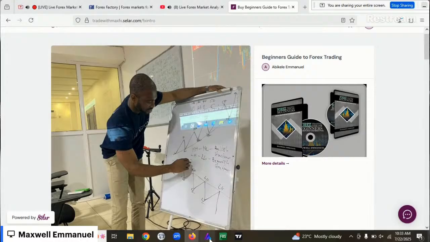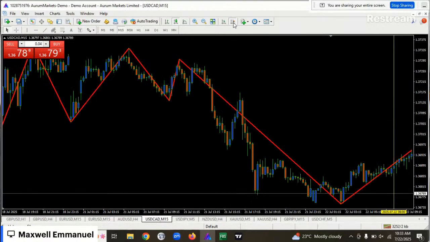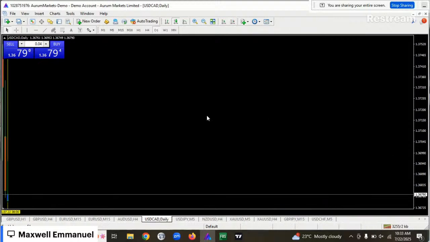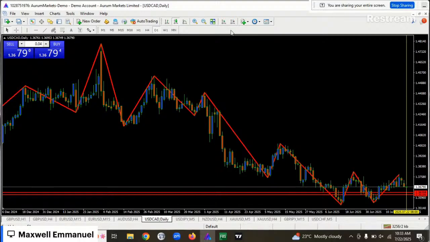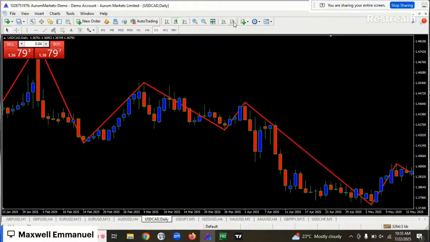Let's see Euro Aussie. Do I have Euro Aussie here? Okay, let's see USD CAD first, then we'll look at Euro Aussie before we call it. Let's start with the daily. If we are looking for buys on USD CHF, there is a high probability that USD CAD would also be bullish because the dollar is bullish.